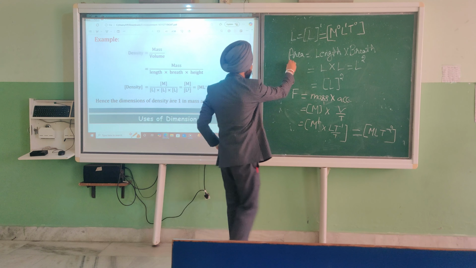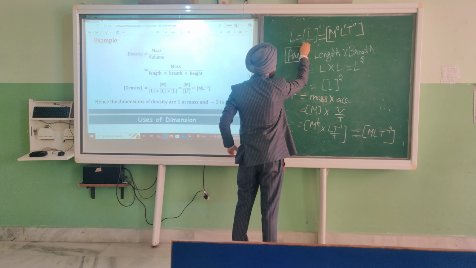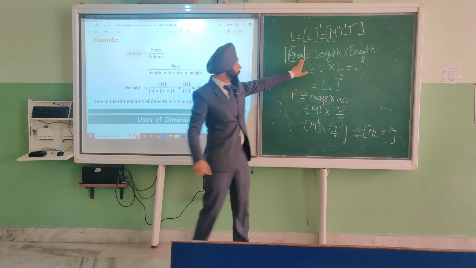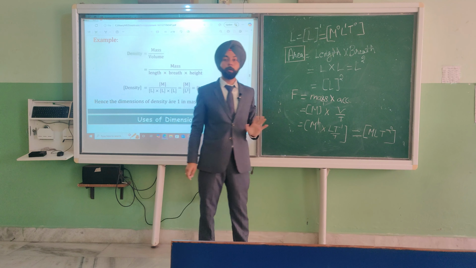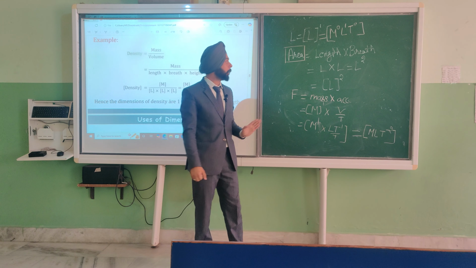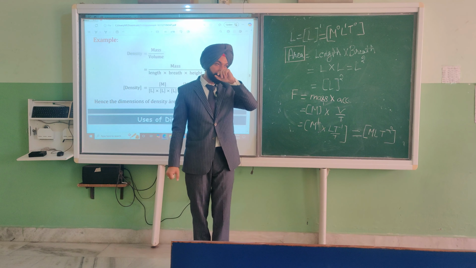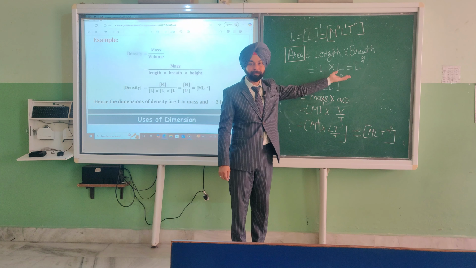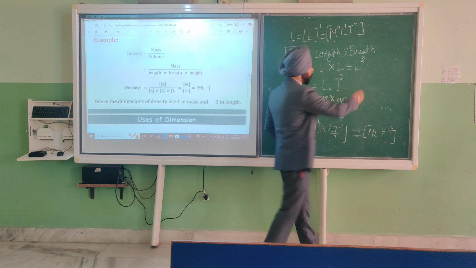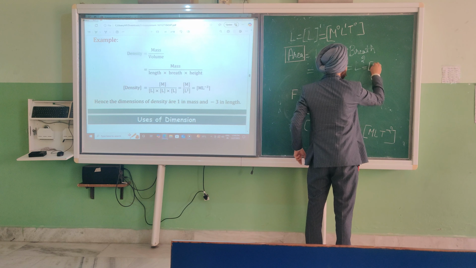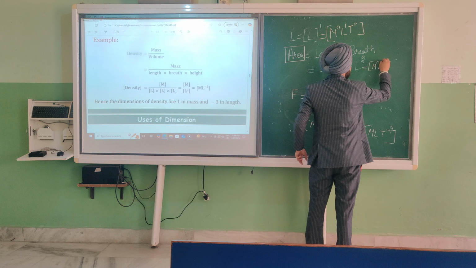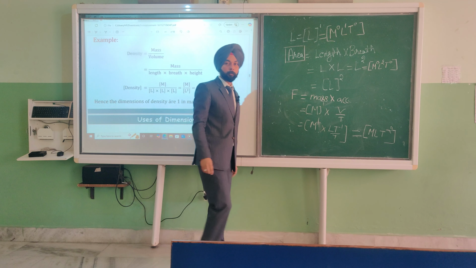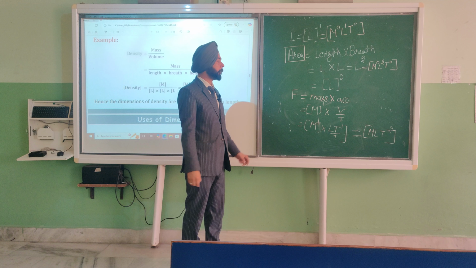Now if I talk about area, area is equal to length into breadth. In length it is L, and breadth is also a length, so here it is L2. Now the dimensional formula of area is M0 L2 T0. I hope you understand up to that point.